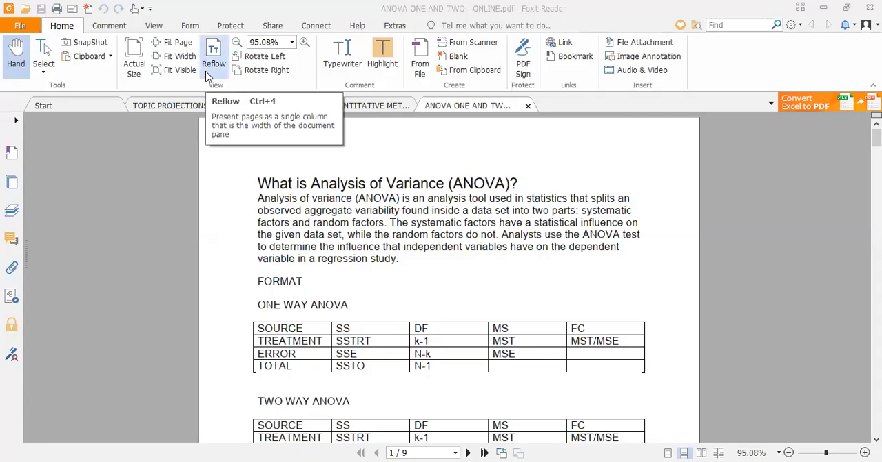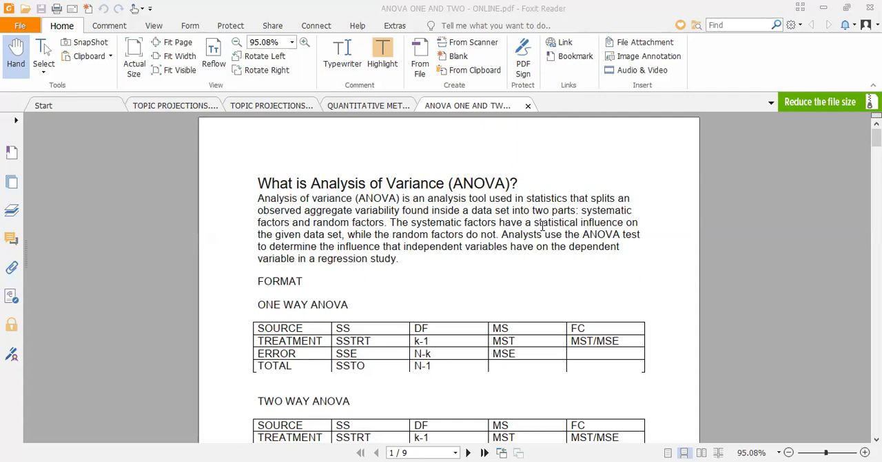Today, we'll look at ANOVA. ANOVA stands for Analysis of Variance. Now, this is an analysis tool used in statistics that splits an observed aggregate variability found inside a dataset into two parts: systematic factors and random factors.